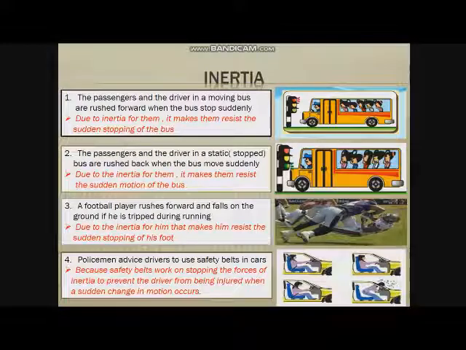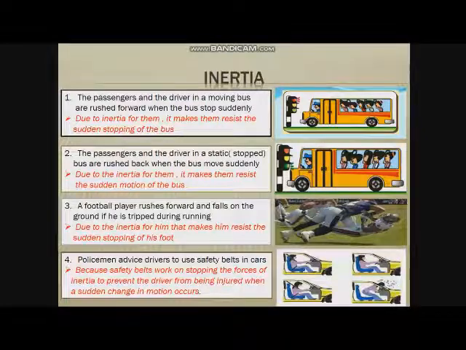There are many examples for inertia, and you have these examples as you can see in this slide. In each one of them the body tries to keep its state, and for each one of them there's a certain question which is: give reason.